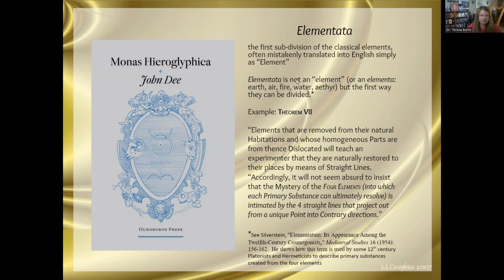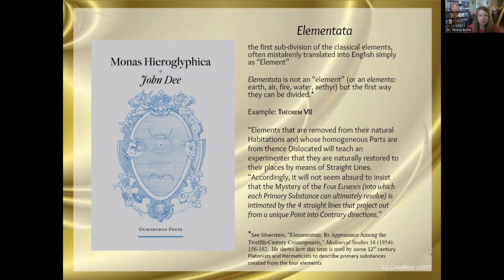If you want a scholarly exegesis of this, it was written before most of us were born, 1954, by Silverstein, and he shows how 12th century Platonists and Hermeticists, including Roger Bacon, use Elementata. I don't know what the other translators thought this was. Maybe Dee is just getting all ornate and he doesn't want to say elementa, so he says elementata. No, it's a different word. It means a different thing.